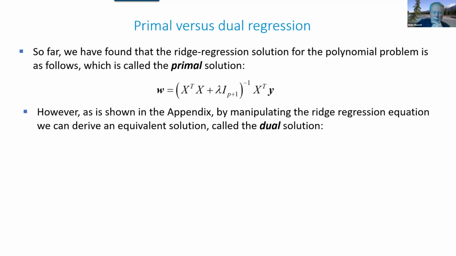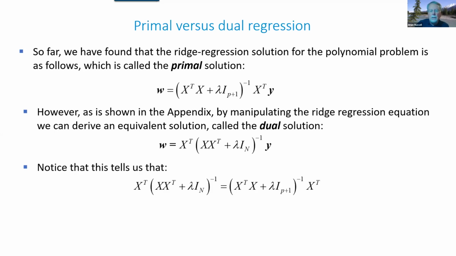Okay. Now it's a little complex, but I finally got the clue on how to do this from a paper or a book I'll talk about at the end. But if you manipulate the ridge regression equation, you can derive an equivalent solution called the dual solution. And the dual solution looks like this. W is equal to x transpose. Now, instead of the inner product, x transpose x, you've got the outer product, x x transpose. Now, the identity matrix, instead of being p plus 1 by p plus 1, it's n by n, because when you multiply x times x transpose, you get the number of rows rather than number of columns.